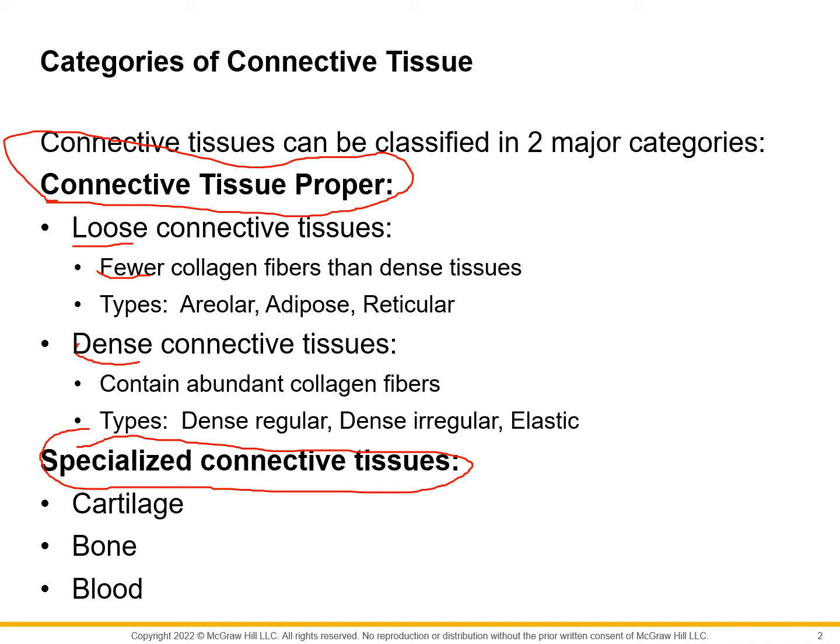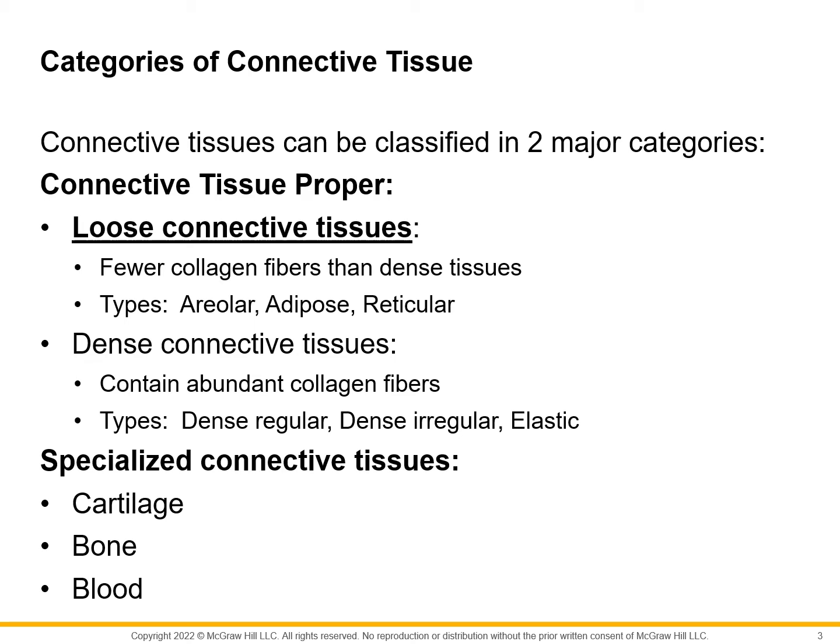And so we'll see that as we look at it. In the specialized connective tissue, we have cartilage, bone, and blood. These are very unique, and again, we'll see the pictures of them as we go through. So loose connective tissue is what we start with.